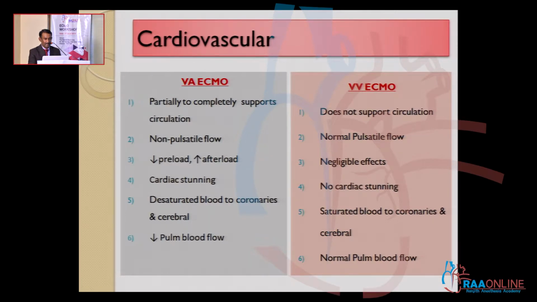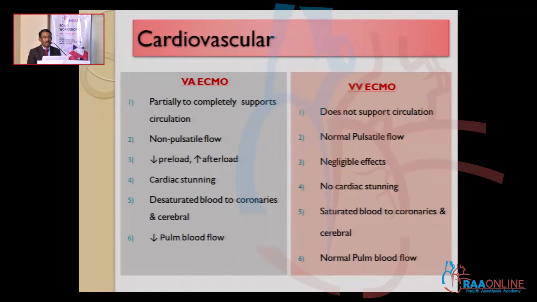From the RA side, this preload will decrease and the afterload will increase. As we are returning blood back to the arterial circulation, the afterload to the left ventricle will increase, and most commonly we see cardiac stunning in a veno-arterial ECMO, whereas these effects won't be there in the veno-venous ECMO. The decrease in preload, the increase in afterload, and the cardiac stunning you won't see in the veno-venous ECMO.